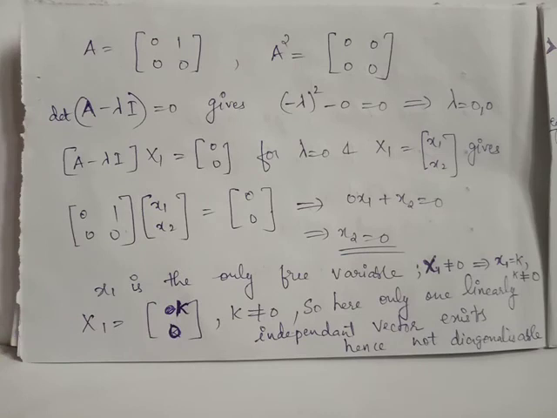Since only one linearly independent eigenvector was obtained here and the order of the matrix A is 2, we conclude that matrix A is not diagonalizable. The key observation that we made here is that even though A squared was a diagonalizable matrix, A is not diagonalizable. So A raised to n being diagonalizable does not always guarantee that matrix A is diagonalizable.